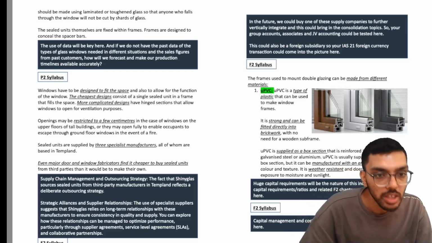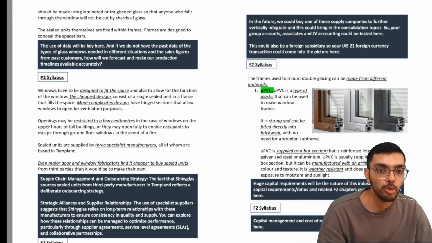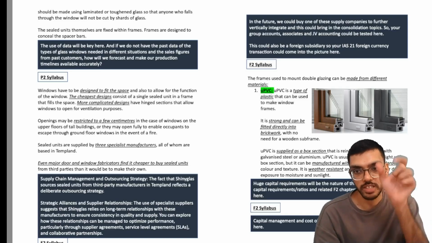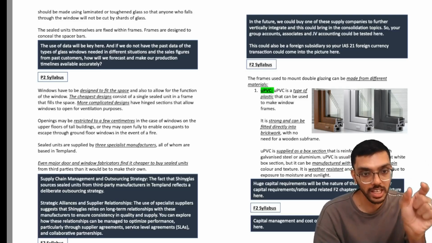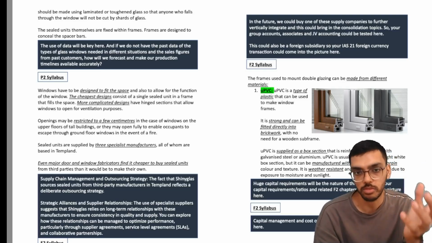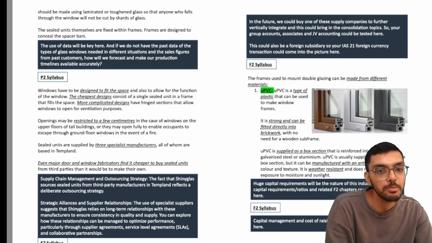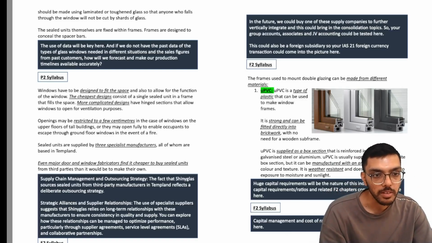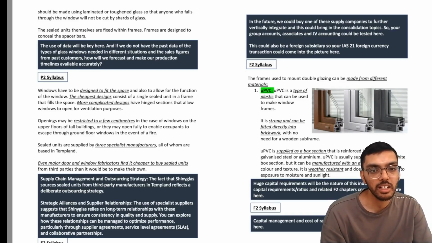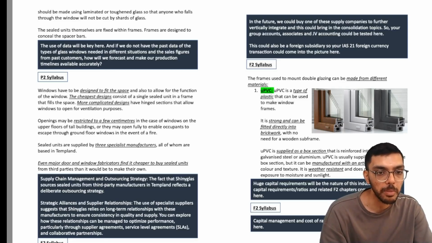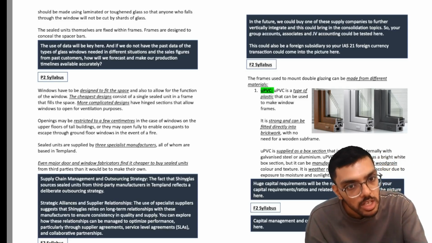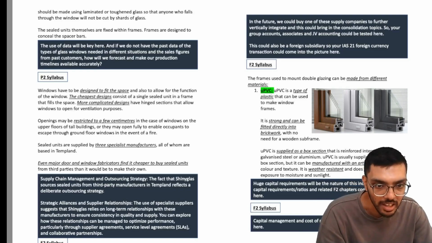Sealed units are supplied by 3 specialist manufacturers, all of whom are based in Templand. Sealed units. So sealed units is the glass with the seal holding the glass and that air or gas, whatever. So that ready sealed unit is sold by 3 specialist manufacturers. All are in Templand. Even major door and window fabricators find it cheaper to buy the sealed units from third parties than it would be to make their own. So major door window fabricators often buy these sealed units from specialist manufacturers such as Shinyglas.